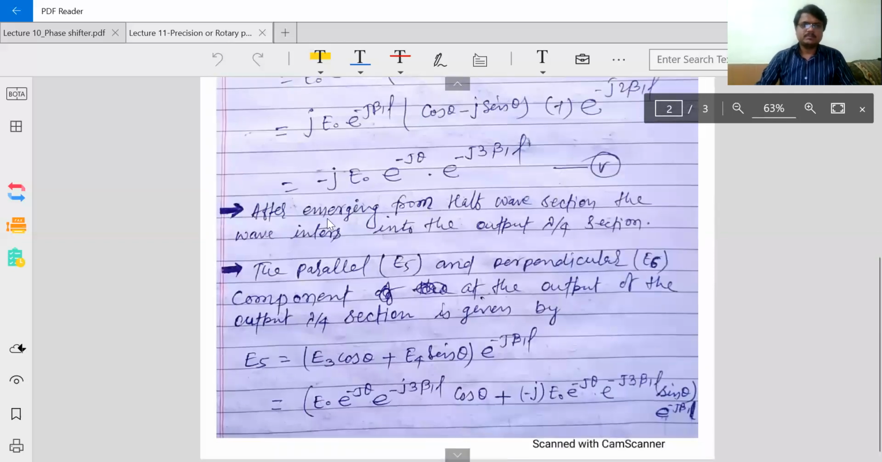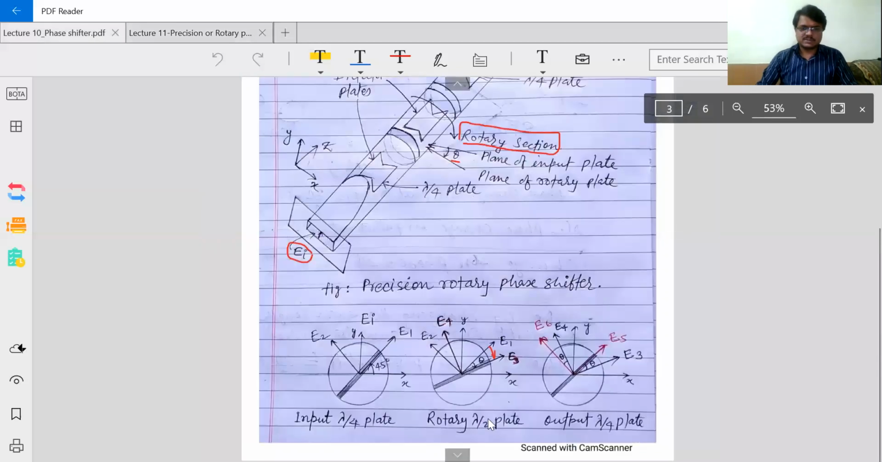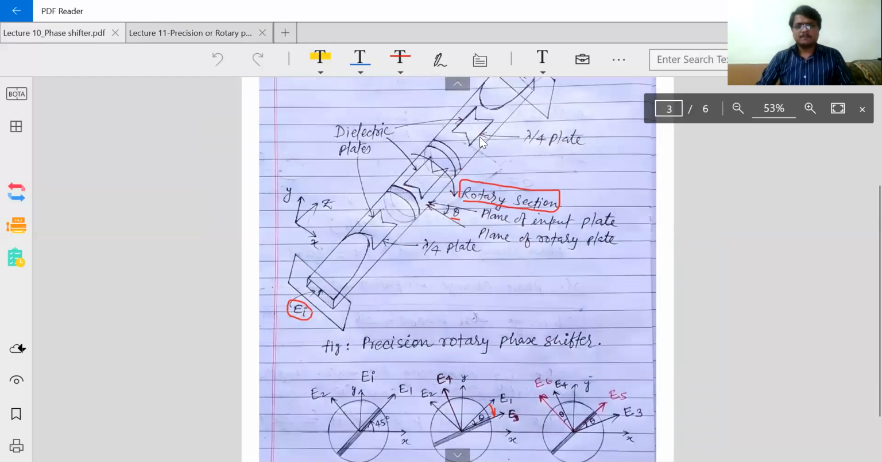Now come to the last stage, where we have calculated E3 and E4. E3 is the electric field in the direction of this rotary section, parallel to it, and perpendicular to the rotary section it is E4. We have calculated E3 and E4. So now we want to calculate the electric field along this output section, and perpendicular to this output.